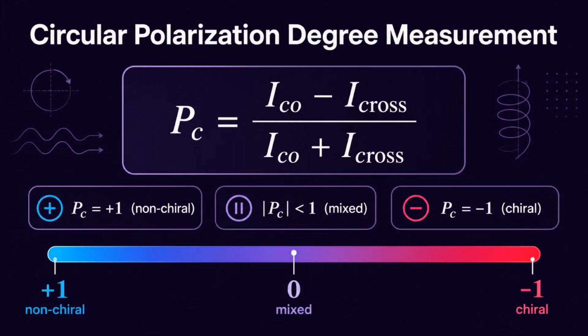The circular polarization degree PC quantifies the chiral nature of phonon modes. It's defined as the difference of copolarized and cross-polarized intensities divided by their sum. When PC equals +1, the mode is purely copolarized and non-chiral, like the A1' mode. When PC equals -1, it's purely cross-polarized and strongly chiral. Values between these extremes indicate mixed character or experimental imperfections.